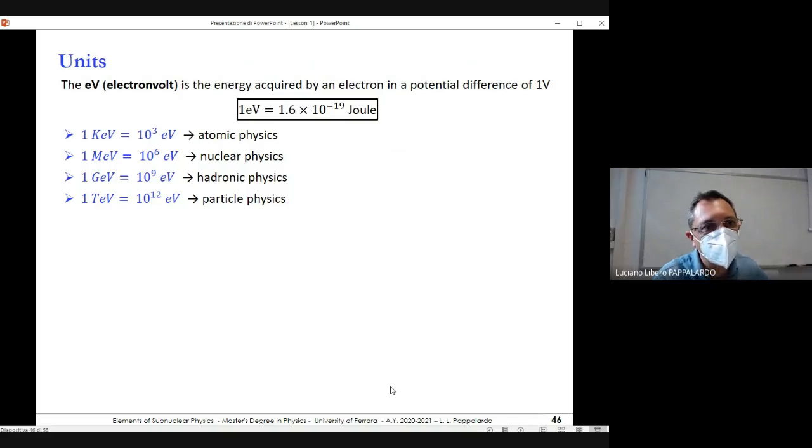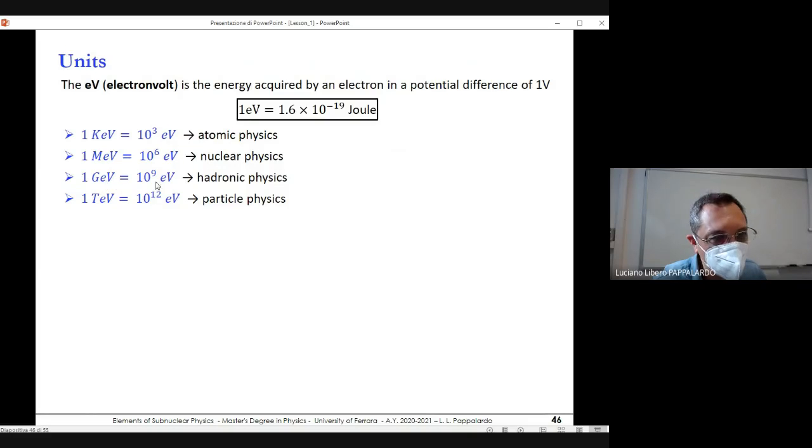And let me conclude with a few things about the units. So as you know, the electron volt is the energy acquired by an electron in a potential difference of 1 volt, and it corresponds to a very, very small energy, 1.6 times 10 to the minus 19 joule, as you know. So in physics, we work mainly with multiples of the electron volt. So the keV is 1,000 electron volts, and this is the range of atomic physics. The MeV, or mega electron volt, 1 million electron volts, this is the range typical of nuclear physics.